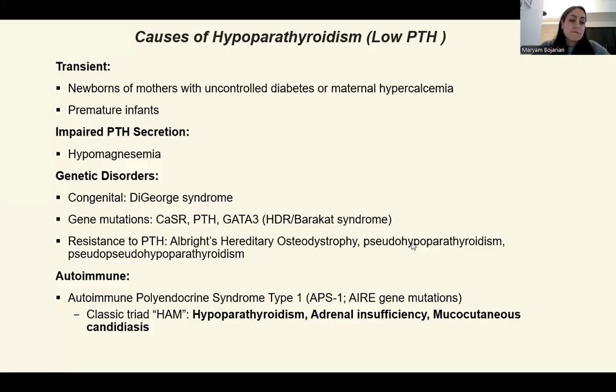In terms of autoimmune diseases, the most famous one is autoimmune polyendocrine syndrome type 1, or APS type 1. In this syndrome, we have hypoparathyroidism, adrenal insufficiency, and mucocutaneous candidiasis. You can remember it as a classic triad, like HAM. The gene is the AIRE gene, and if we have a mutation in this gene, we can have APS type 1, or autoimmune polyendocrine syndrome type 1.